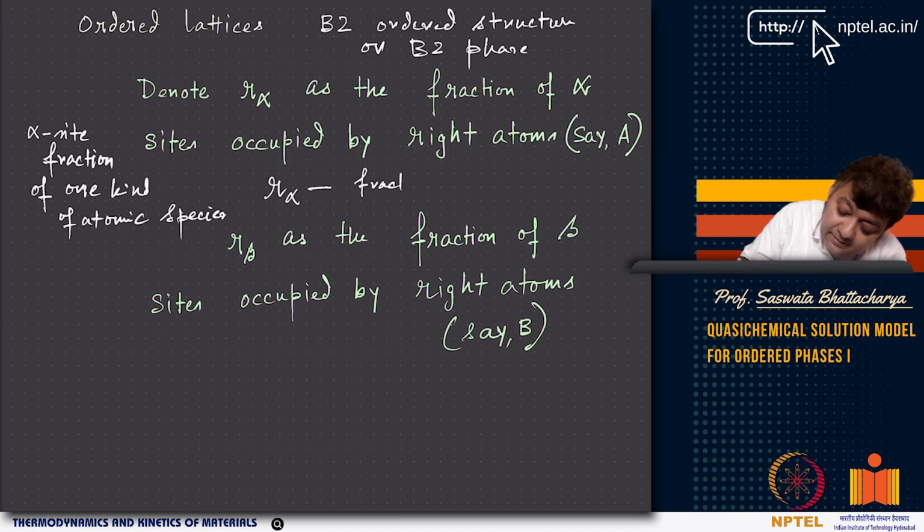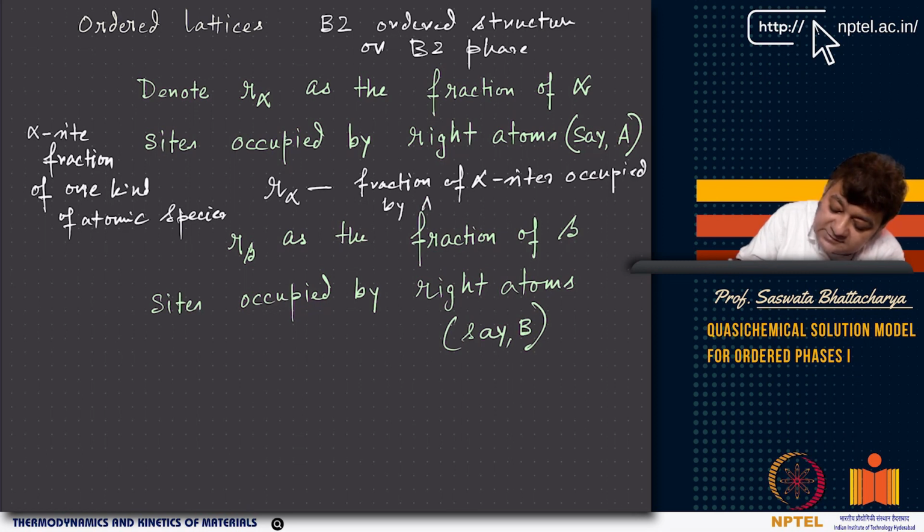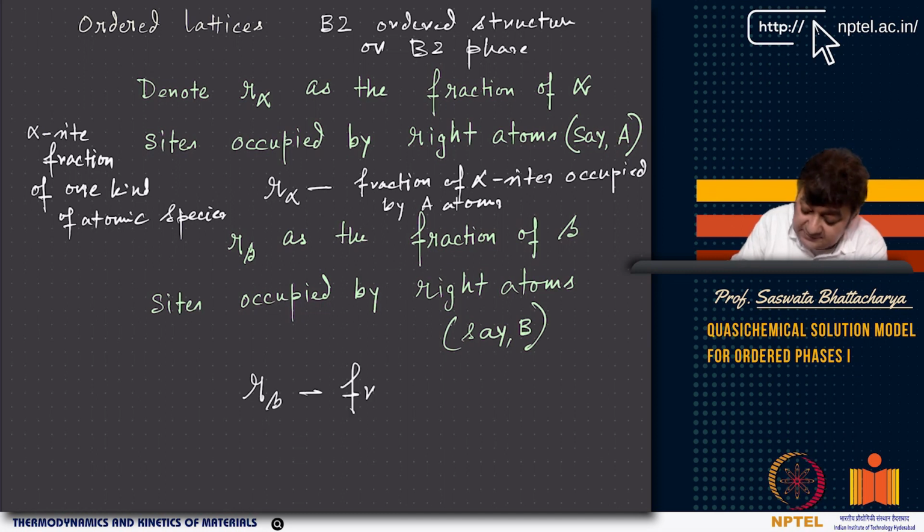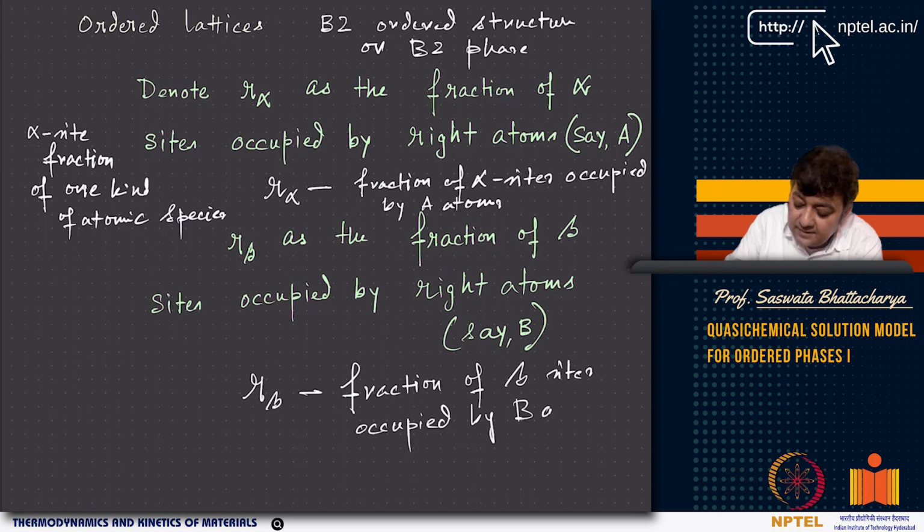In other words, R alpha is the fraction of alpha sites occupied by A atoms. Similarly, you can write R beta, the fraction of beta sites occupied by B atoms. So R alpha is the fraction of alpha sites occupied by A atoms, and R beta is the fraction of beta sites occupied by B atoms.